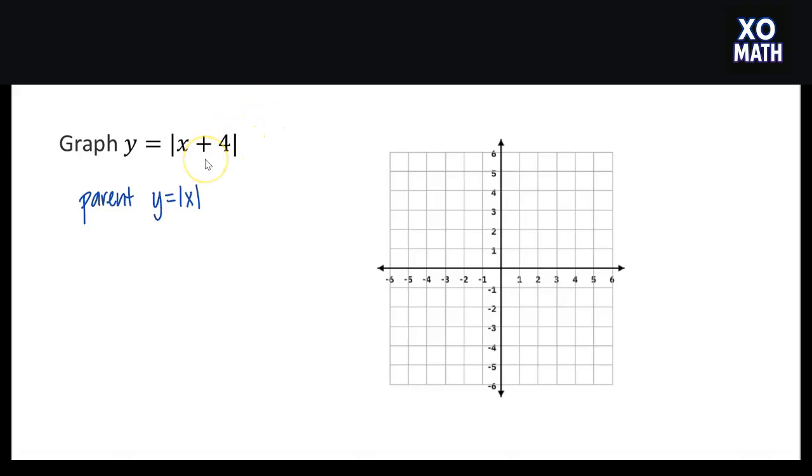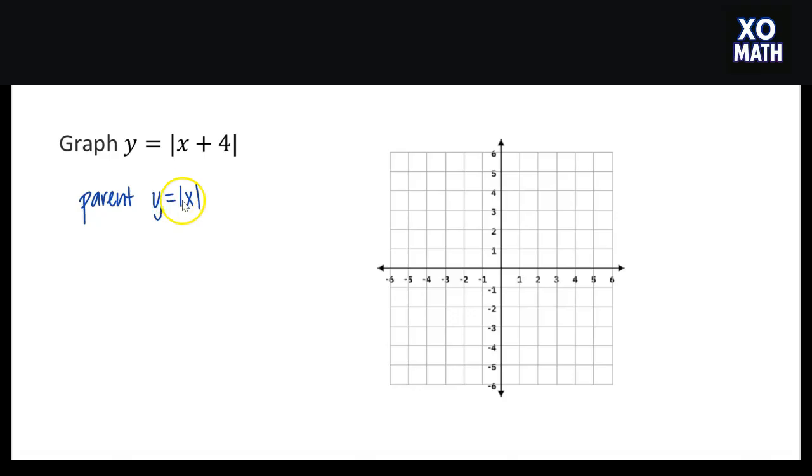From there, we want to identify the translation. So here we are adding 4 to the x value. I'm inside the grouping symbol, those absolute value bars, so I'm adding 4 to x. Now the transformation is going to move the entire graph to the left 4 units. The way I like to think about this is that when my number is next to x, it does the opposite of what I would think that it does. So plus 4 is actually going to shift my whole graph to the left 4 units.